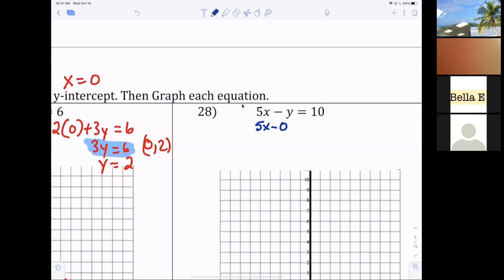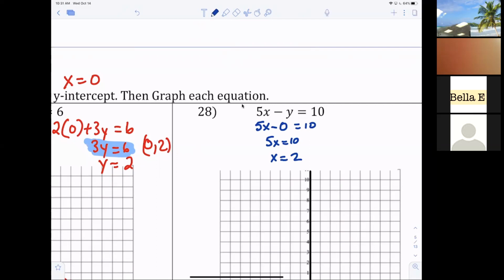5x minus 0 equals 10. 5x equals 10, so x equals 2. Brilliant. All right, we were using a table. Do you have to use a table? No. If you like using the table, use the table. But a lot of this is mental math.